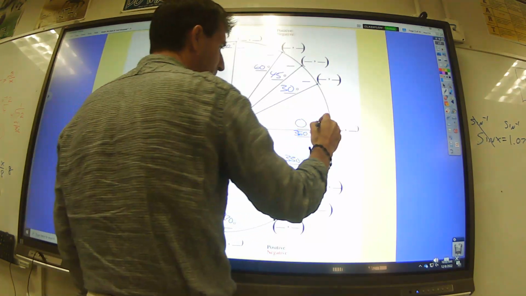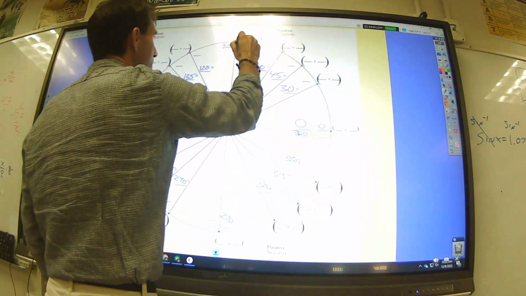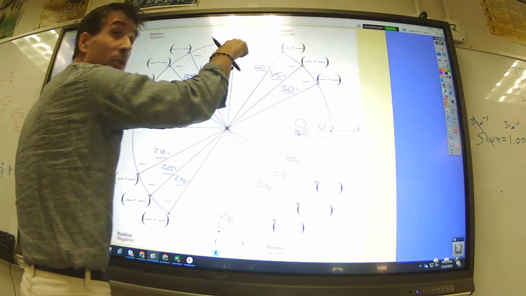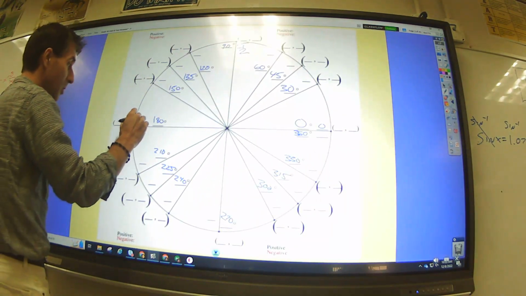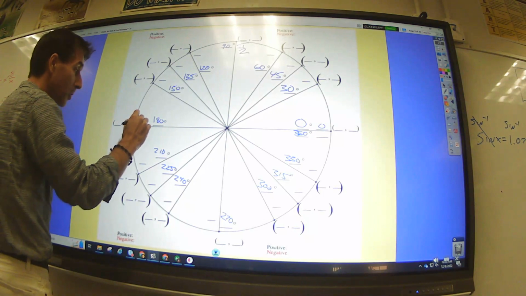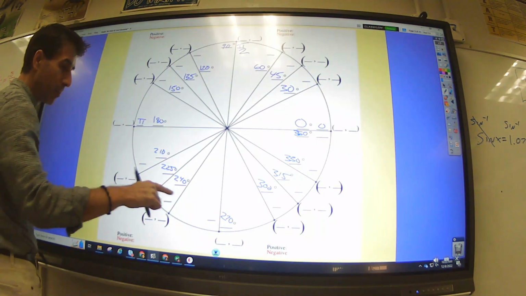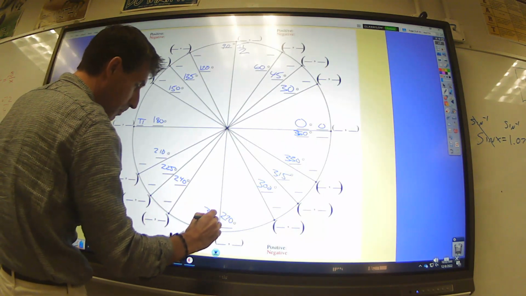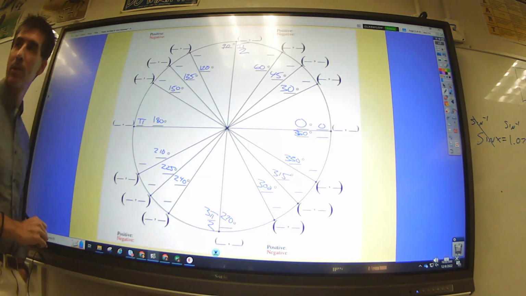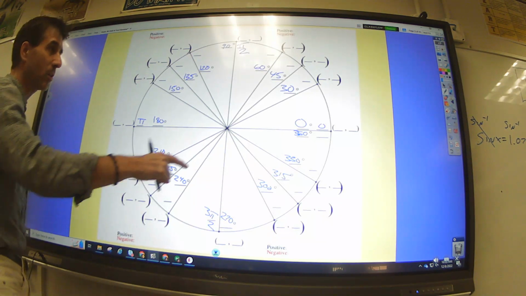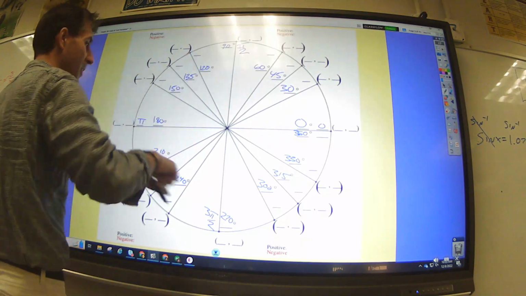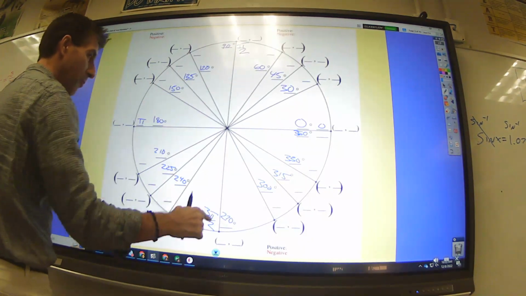360. This is 0. This is 1 pi over 2. This is 2 pi over 2, which is just pi. This is 3 pi over 2. Get it? Does that sound familiar to you? Right? Because those are the 5 key points. 1, 2, 3, 4, 5.